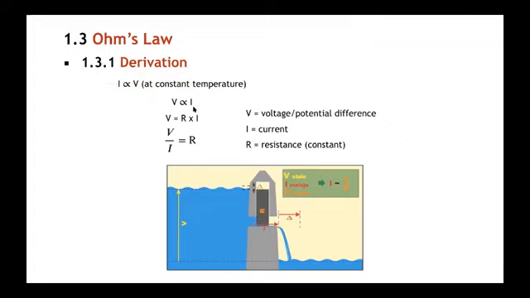Okay, so V is directly proportional to I, and we have a proportionality constant, that is R, which is resistance. So it says that the ratio of potential difference and the current will always be a constant, and that constant is resistance.